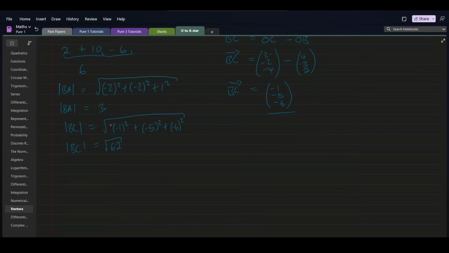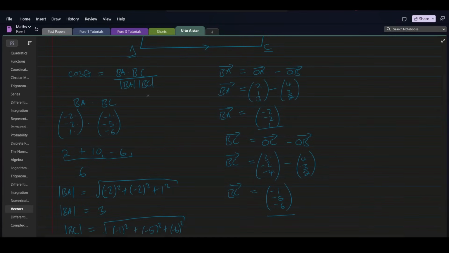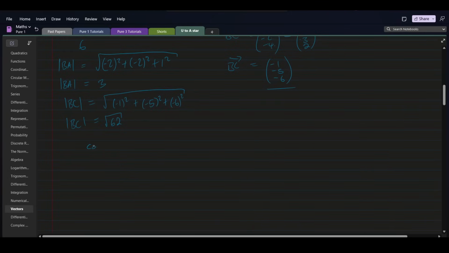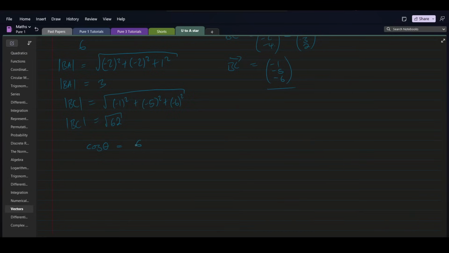Okay, so now that we have both the dot product and the moduli, we can go back to our formula for angle between two lines and substitute. So cos theta is equal to the dot product, which we said is 6, over their moduli. So we've got 3 times root 62. So we can cancel out, and that becomes cos theta is equal to 2 over root 62. Since they said they want us to find the exact value of cos theta, we can leave our answer here and say that therefore cos theta is equal to 2 over root 62.